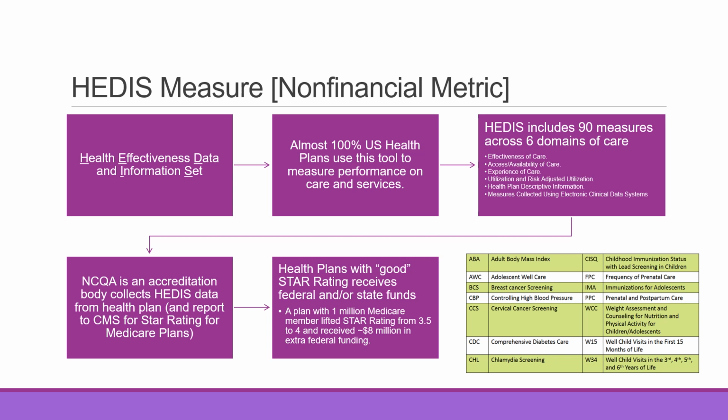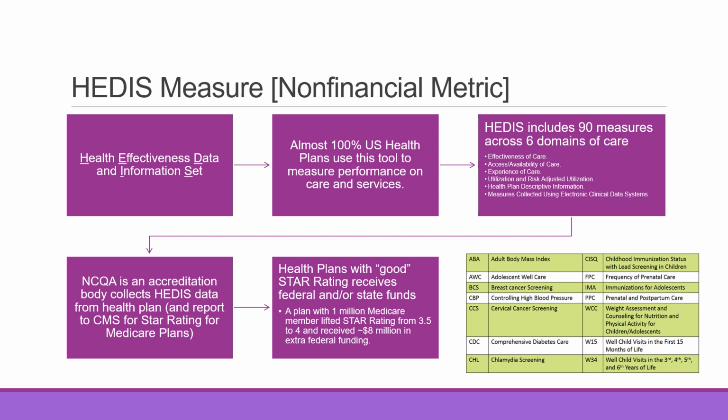How did patients experience the care that you provided? Was it good or bad? Those humanistic outcomes that we talked about. So it captures the experience of the care. And the remaining 3 are utilization and risk adjustment utilization, more into kind of like a back end of the financials, health plan description information, and lastly, is the measure collected using EMR information.